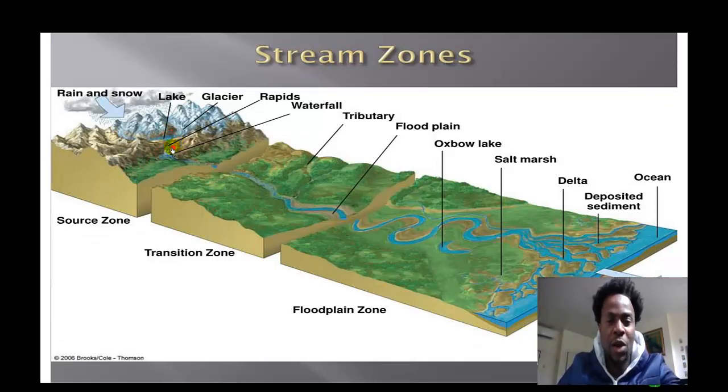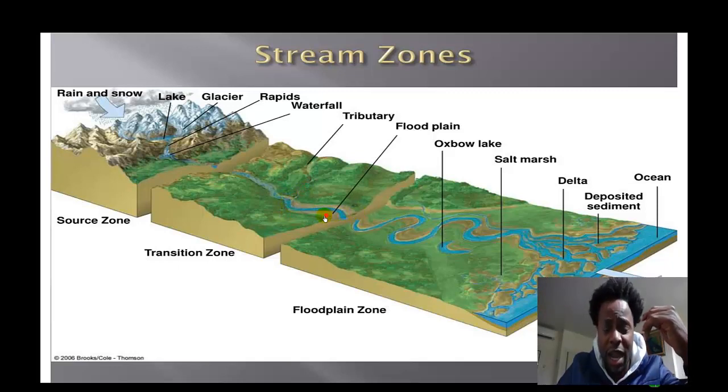Rapids, we all know what rapids are, where the energy is, when the river is flowing with a lot of energy and a lot of turbulence in that area. We know what a waterfall is. We are very familiar with what a waterfall is. This is a tributary, again, a smaller river joining a bigger river, paying tribute to that bigger river.